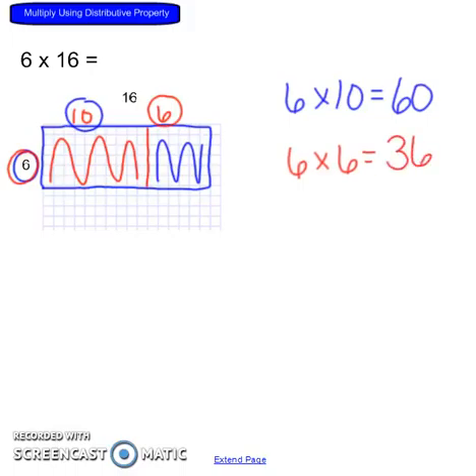And I've written them right under each other, lined them up. So now I can just add. 6 plus 0 is 6. 6 plus 3 is 9. And I have 6 times 16 equals 96. And we're going to want to pick up after this with a few more practice problems.